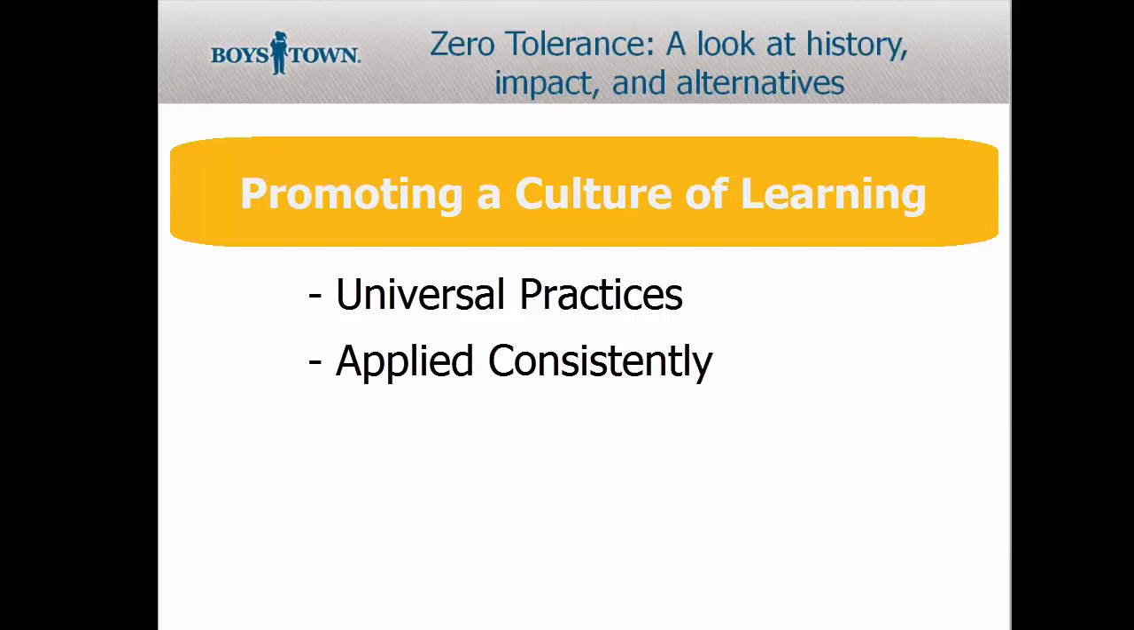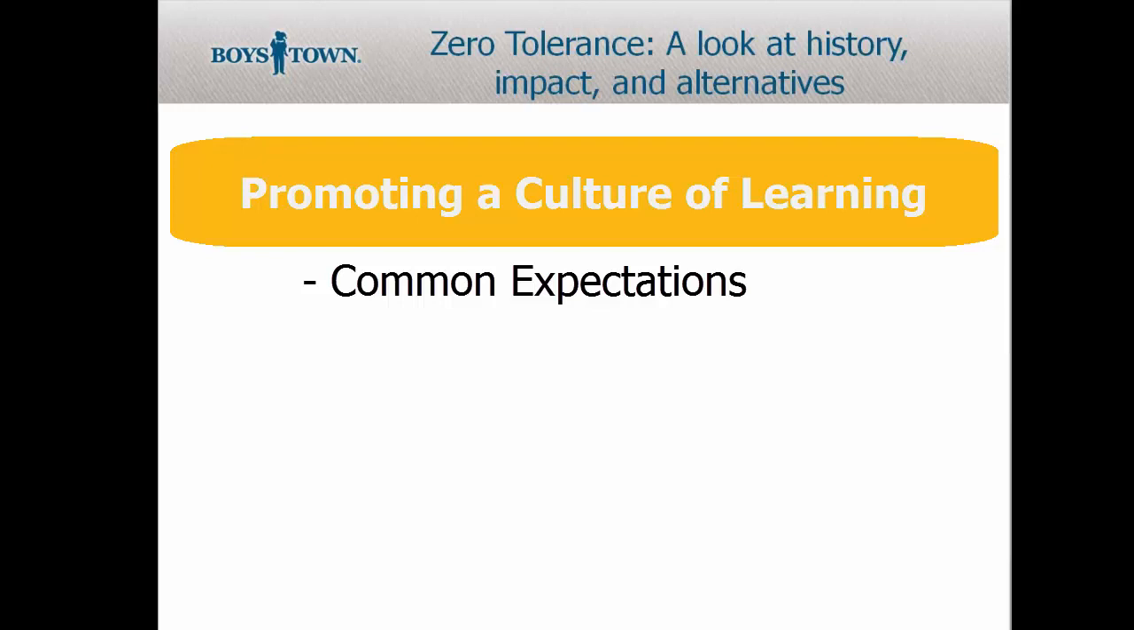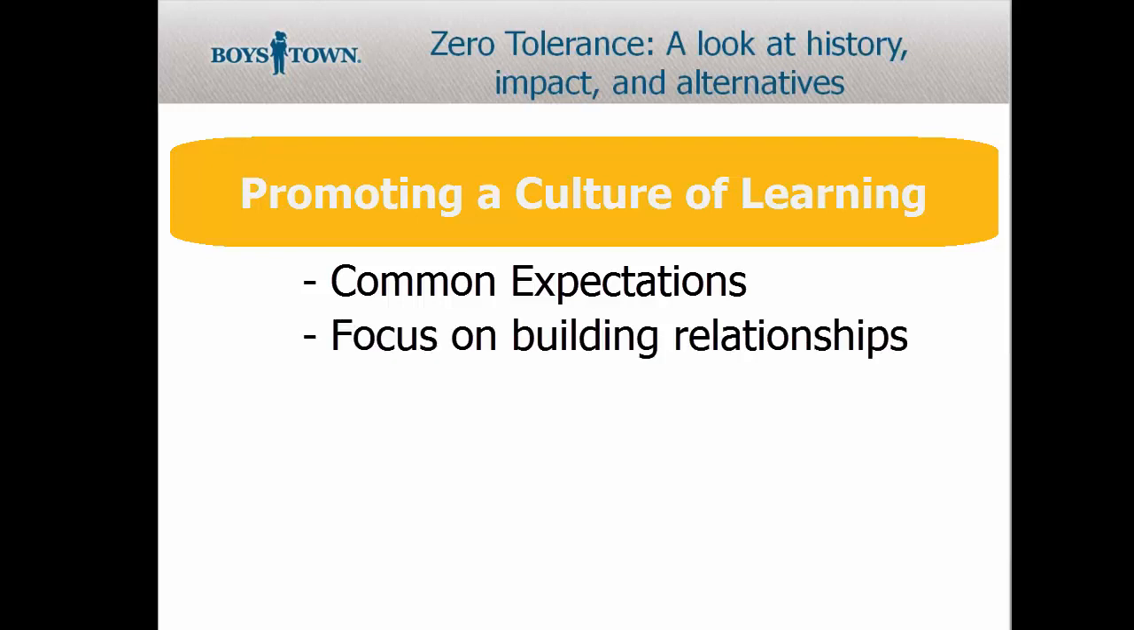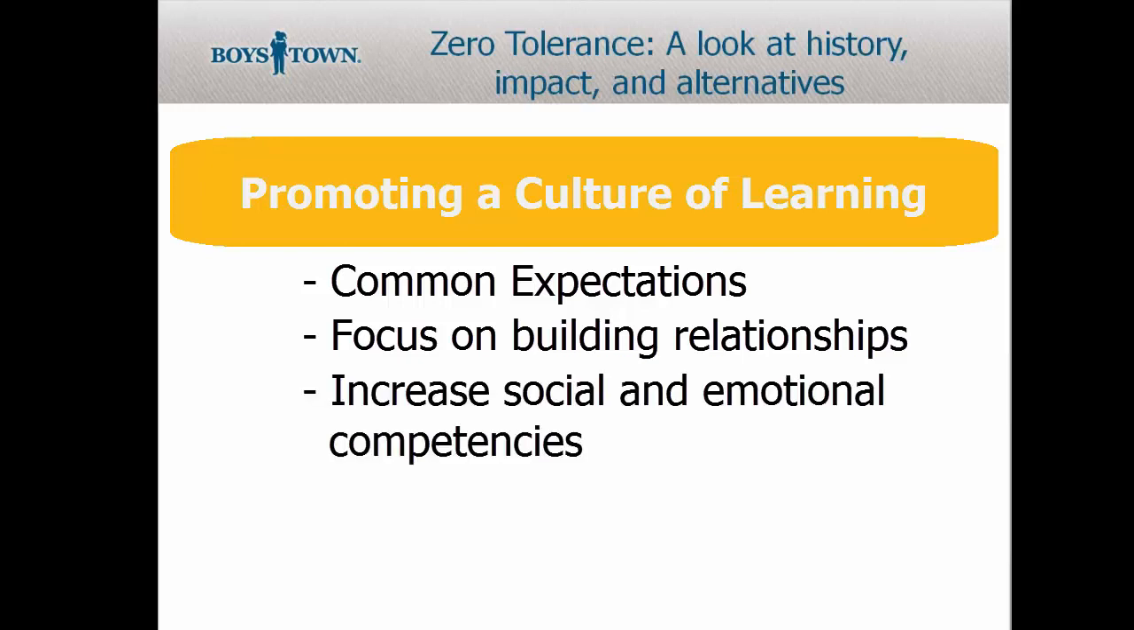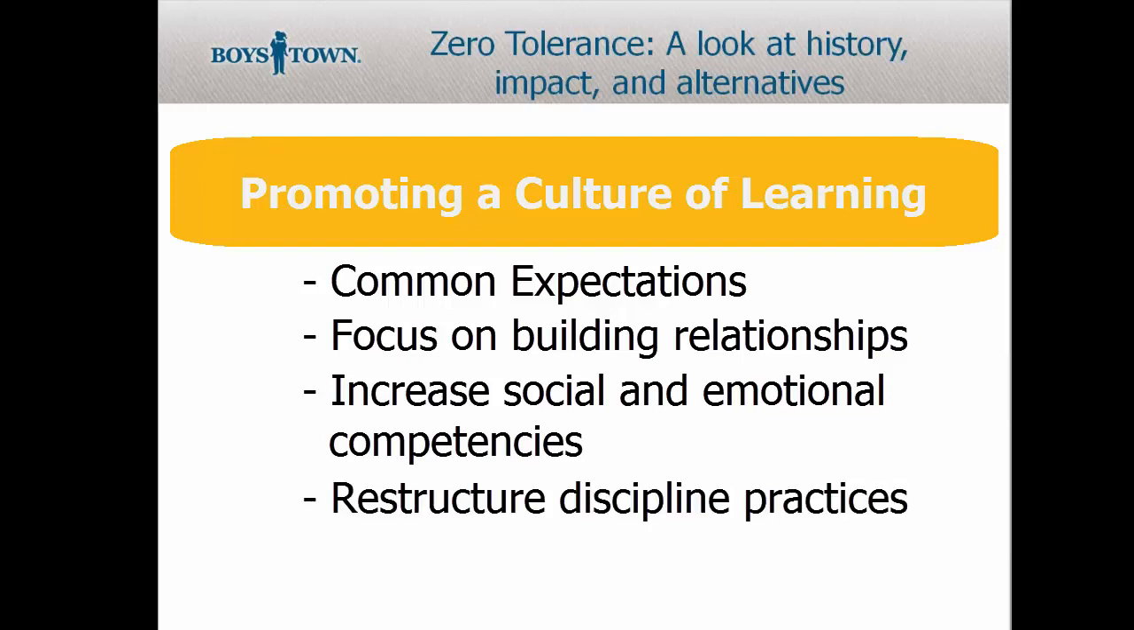So how do we do that? Well, first we have to have common expectations. And with those common expectations, we have to include practices to teach those expectations to our students. When we look at a multi-tiered system, we want to focus on building relationships. We want to increase social emotional competencies, and we want to restructure our discipline practices so that we're moving from punitive to preventive.